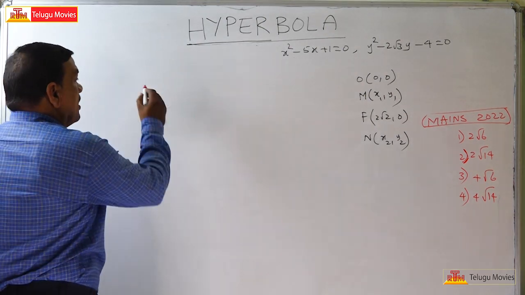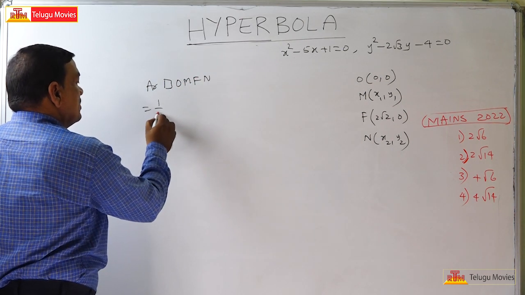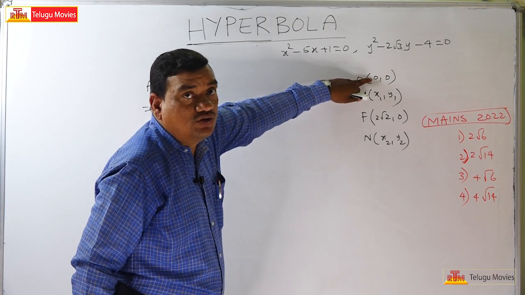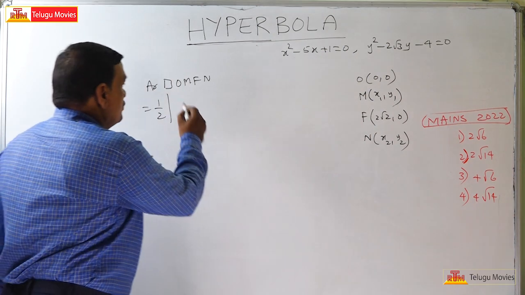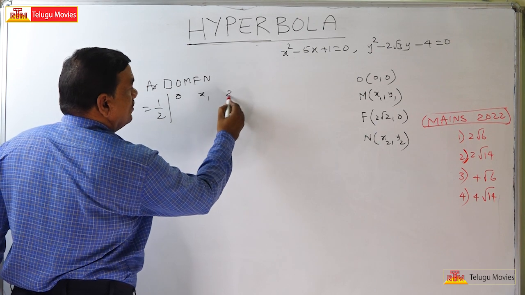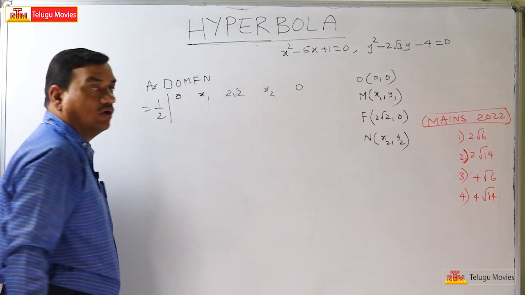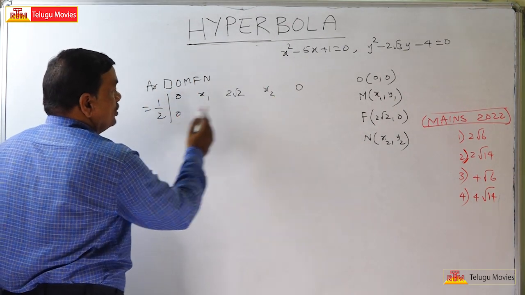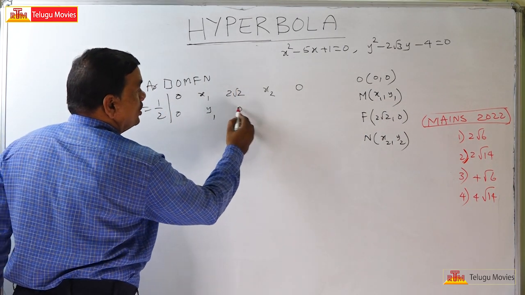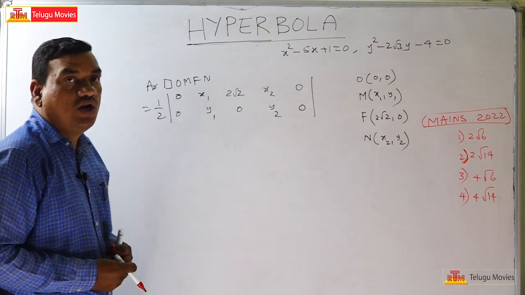Now we will find out the area of quadrilateral OMFN. This is given by the formula, half modulus, the area of the quadrilateral formula, we know that. There is a short trick method: starting from here, all x coordinates: 0, x1, 2 root 2, x2, and again you have to write down 0 here. Now y coordinates: 0, y1, 0, y2, and again the first 0 you have to write down. So this is the area of the quadrilateral OMFN.